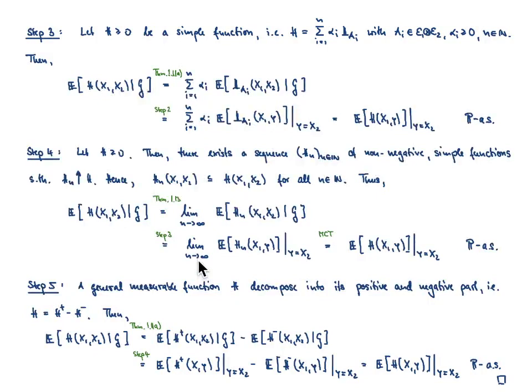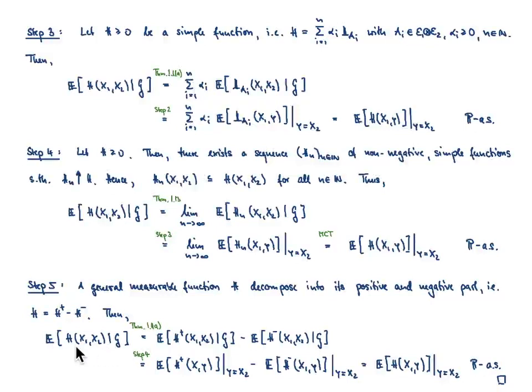And now we can simply use the monotone convergence theorem for usual expectations to bring that limit inside this expectation. And then in that way we obtain the final result, namely the expectation of H of x1, y, where y is equal to x2 of omega, P-almost surely. So that was, so to say, the fourth step. Let's come to the final step. For a general measurable function H, we simply decompose it into its positive and its negative part. And we apply step 4 separately on H plus and H minus.